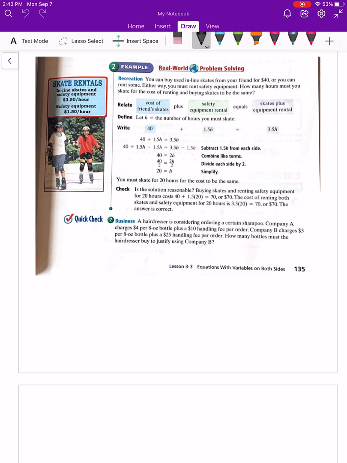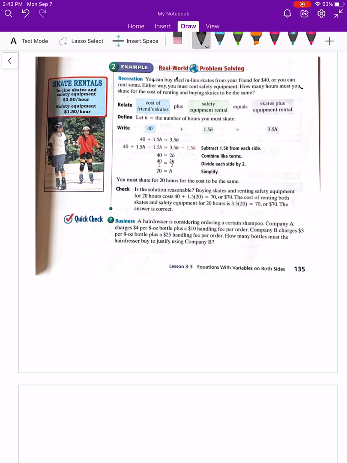It says recreation. You can buy used inline skates from your friend for $40, or you can rent some. Either way, you must rent safety equipment. How many hours must you skate for the cost of renting and buying skates to be the same? So they're relating the cost of a friend's skate plus safety equipment rental to skates plus equipment rental fee.